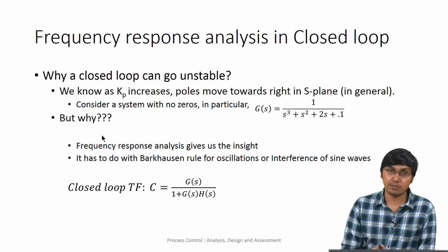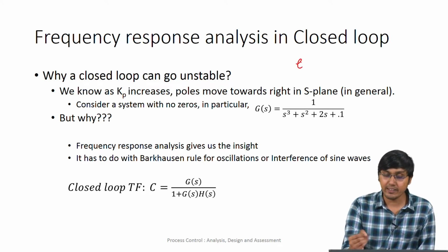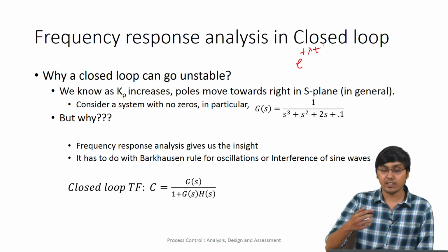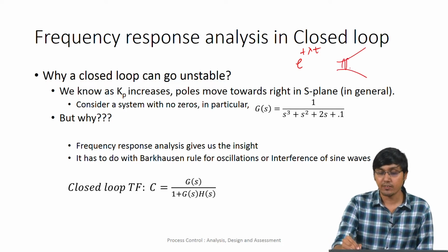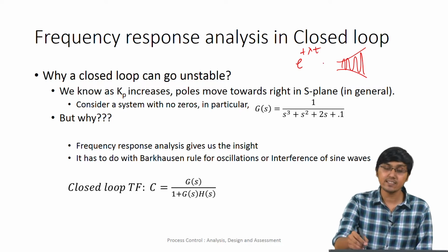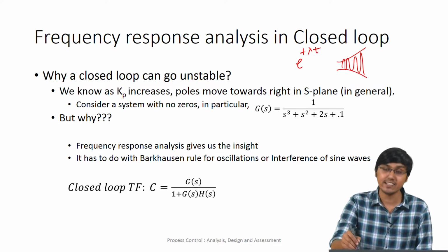So why does it go unstable? One thing we can say is that whenever we have a pole on the right hand side of the S plane, we get some positive lambda times t in the exponent, and that causes an increase in the amplitude of a sine wave, which is what makes it unstable. But why does this increase in amplitude happen?